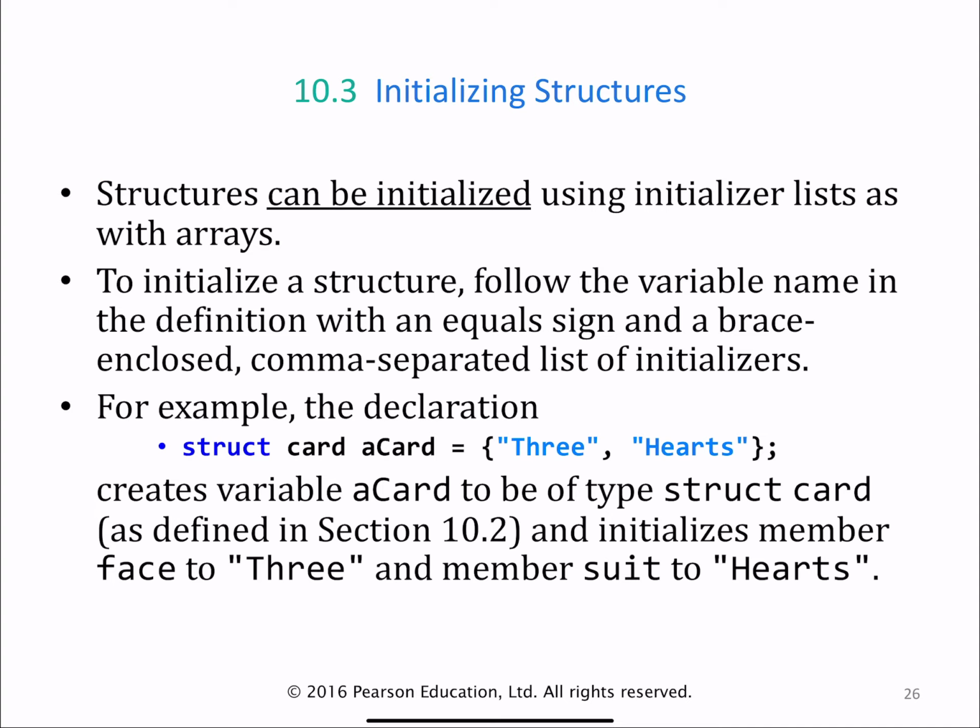Structures can also be initialized at the time instances of them are being defined, just like arrays. And here's an example of one such initialization. So over here, we are creating an instance of struct card called a card. And at the same time, we are initializing its 2 pointers, suit and face, with face and suit in this case. So with these 2 strings, 3 and heart.